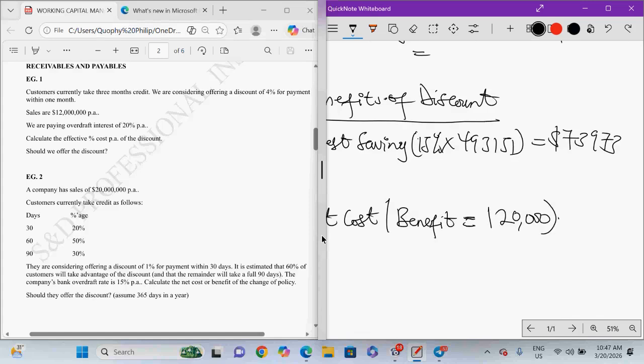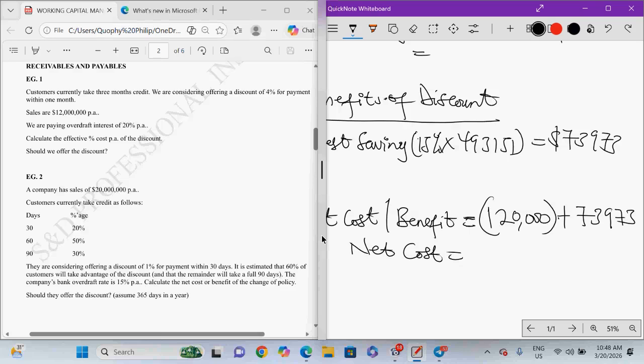The 120 is a cost, so let me put the cost in brackets. Plus this is the benefit. It's a net cost. So is it a net cost or a net benefit? A net cost. The net cost of how much?